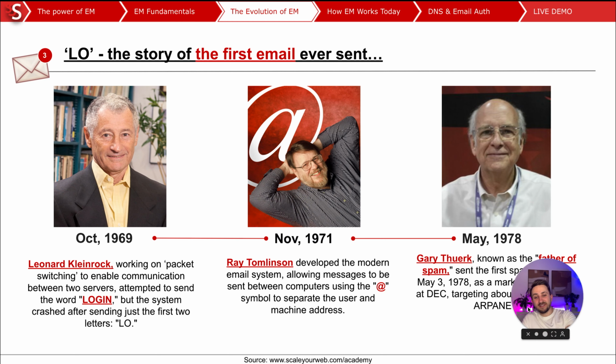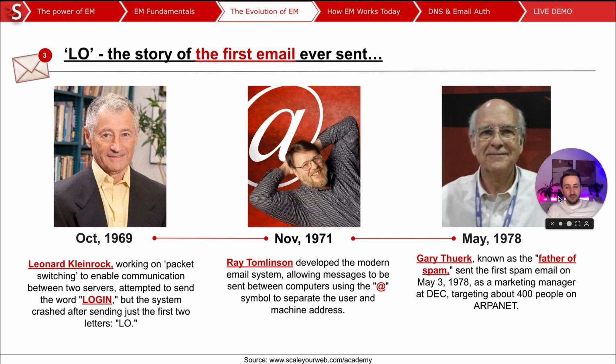And the third guy is Gary Thuerk, who is also known as the father of spam. Again, it's 1978, still long before the World Wide Web was publicly launched. At that time there were connections like ARPANET between the West Coast and East Coast, with just a few hundred people in this network. This guy worked at the company DEC as a marketing manager, and they had a presentation, and he decided to send an invitation to this presentation to the whole network. So this was an unwanted, unexpected email for everyone.